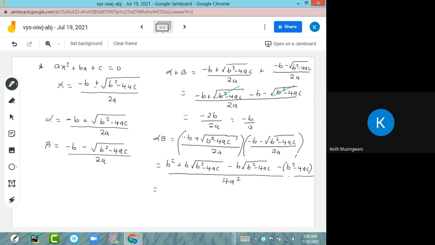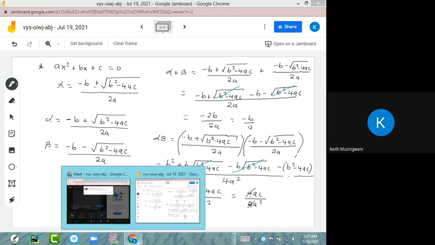Then already we can see that this piece and this one here cancelling, and then we remain with b squared minus, we expand there, b squared, and then plus 4ac over 4a squared. Again, you see that this one and this one will go. We remain with 4ac over 4a squared. So this 4 and this 4 will cancel.